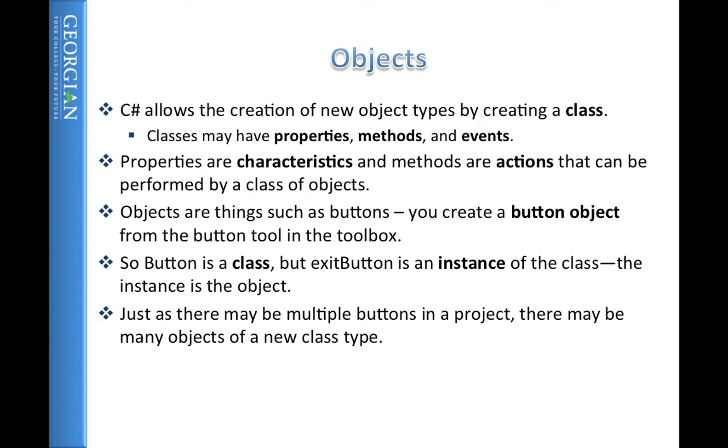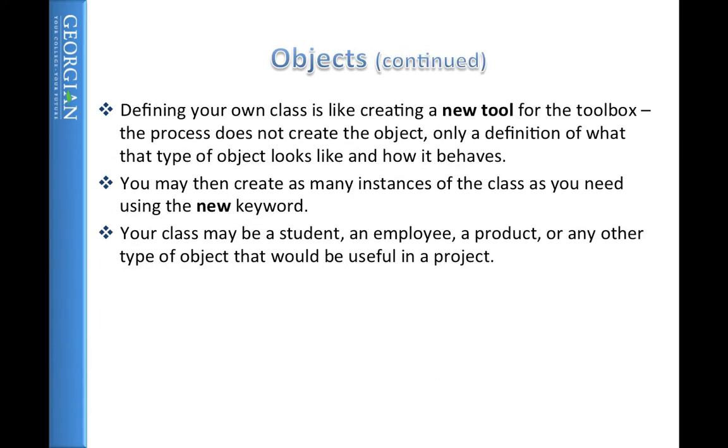So again, we have objects, and what we do is we create instances of the objects. The button is a class in this example, and the exit button is an instance of the class. We've created an exit button. We can create multiple buttons, and each of those buttons are going to be instances of the button class. Okay.